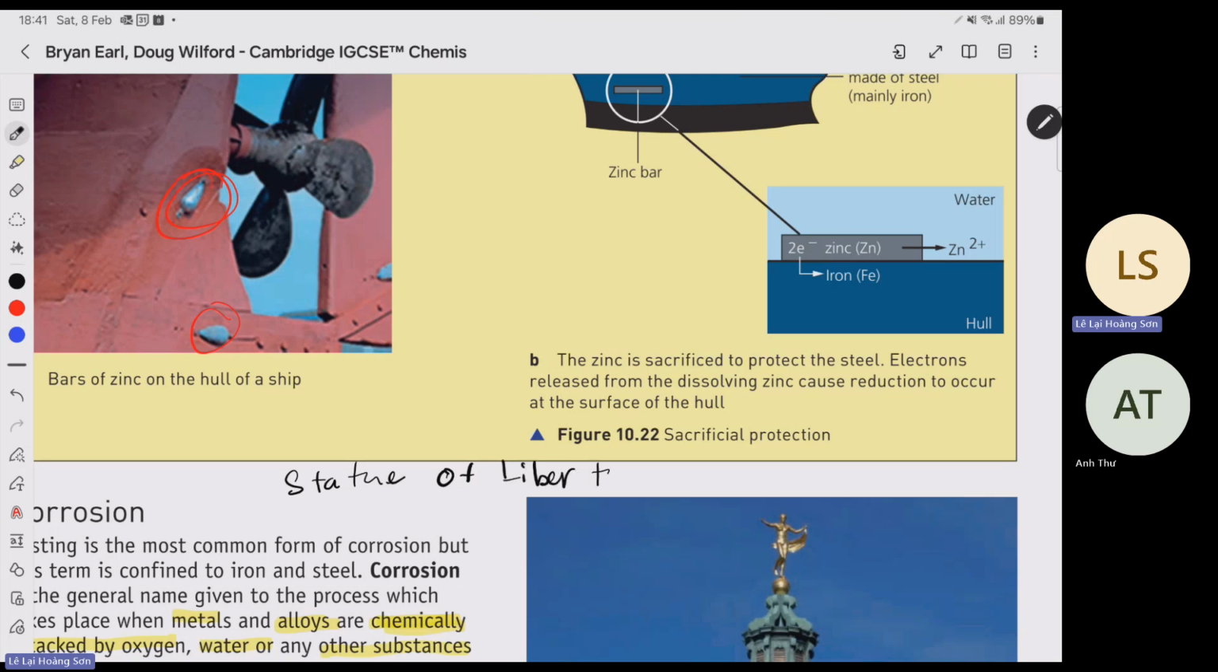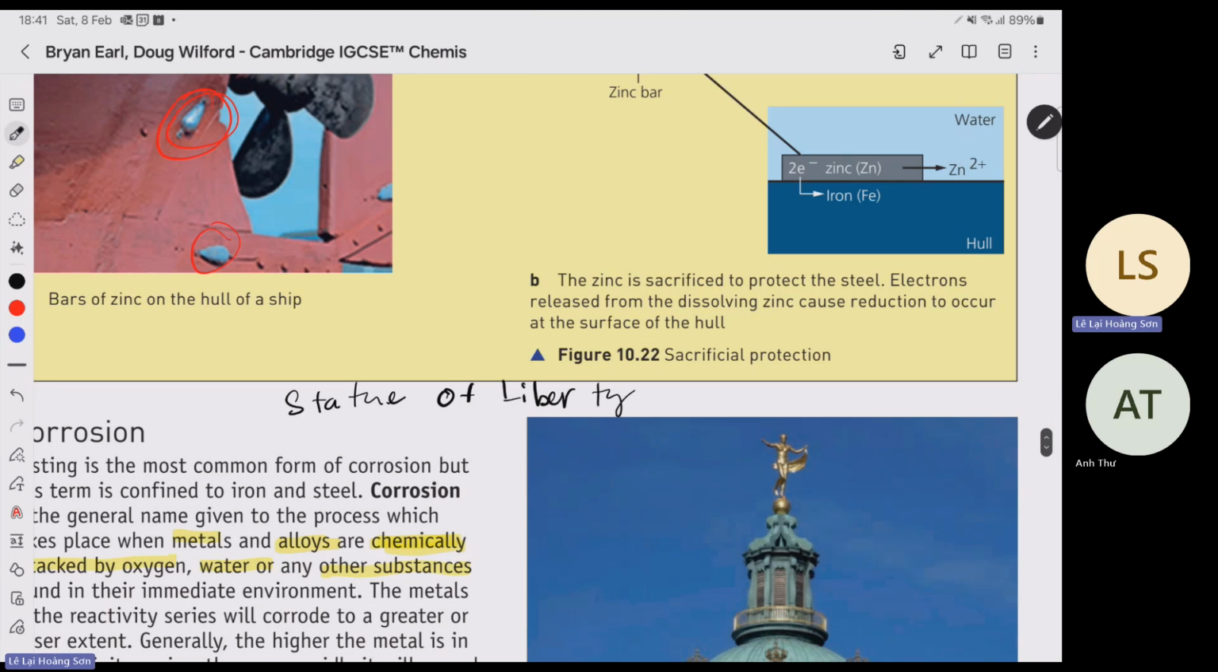Okay, why do I talk about this? Do you know the material that we use to make the Statue of Liberty in New York? Is it copper? Yes, it's copper. What is the color of copper? When it reacts with oxygen, it will form a greenish blue color, right?